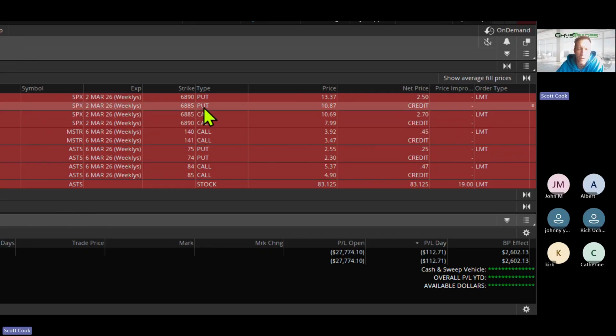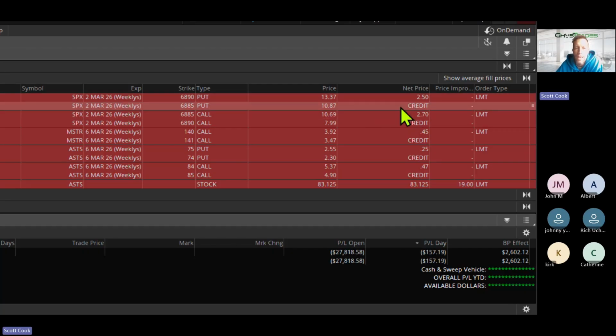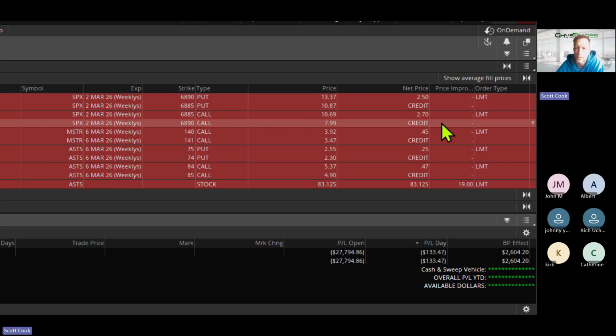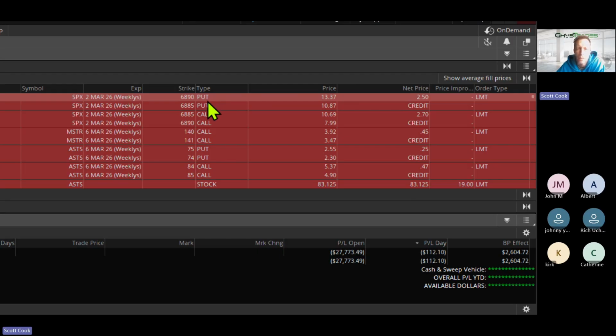Now this bull put spread up here, if we close below 68.85, we take a max loss on the trade. Now max loss on this trade is the difference between these two strike prices, which is 5 points, minus our credit. And our credit was 250. So we take a max loss on this trade of 250. We take a max gain on this trade of 270.